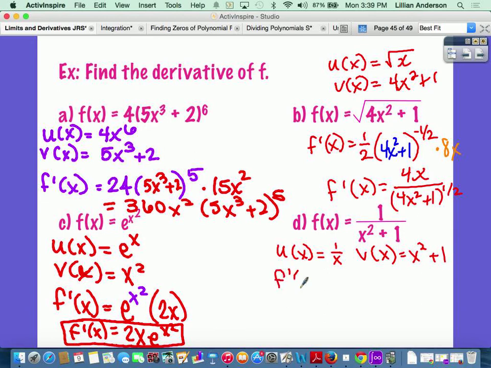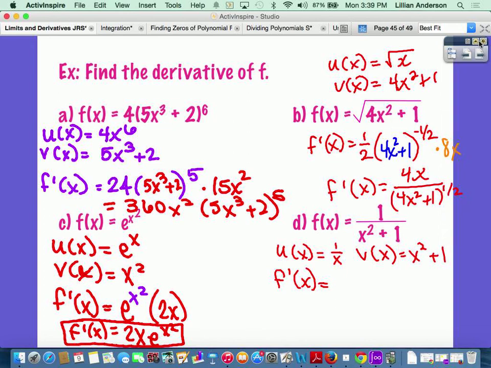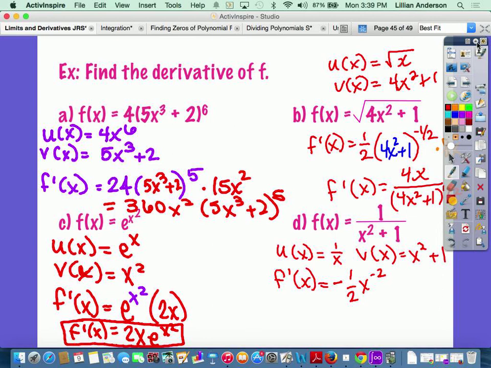So the derivative of e to the x is ln. Oh, I'm sorry, that was a mistake. The derivative of u would be negative 1 over x squared, or negative x to the negative 2. But instead of writing x, what am I going to write? You guessed it, x squared plus 1.